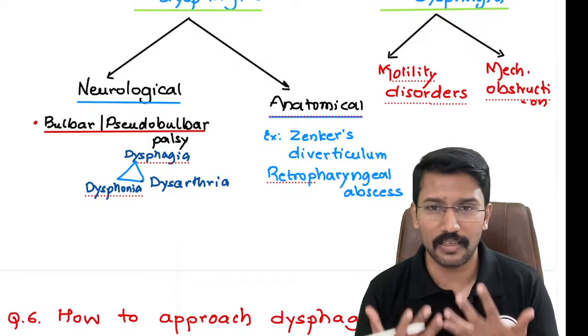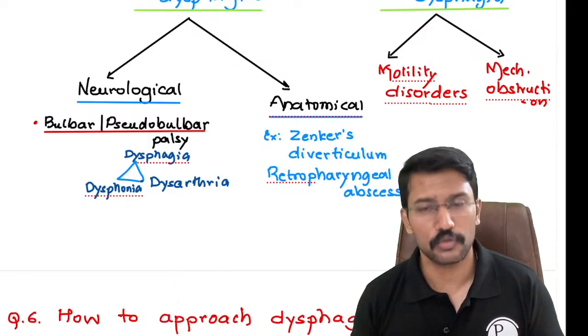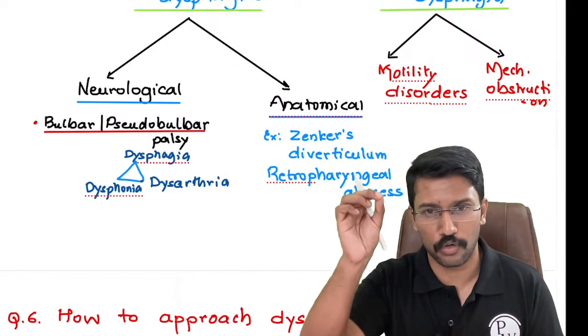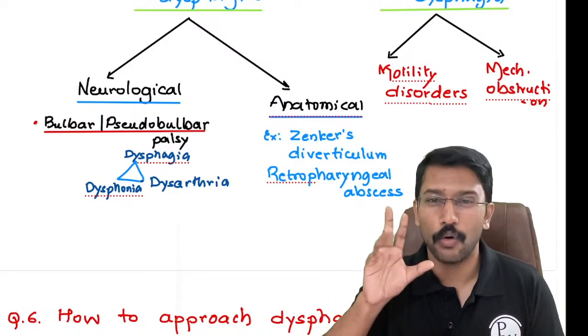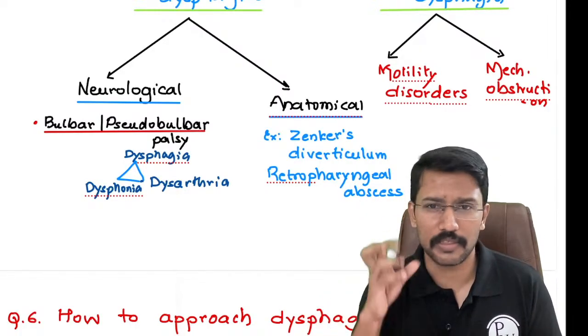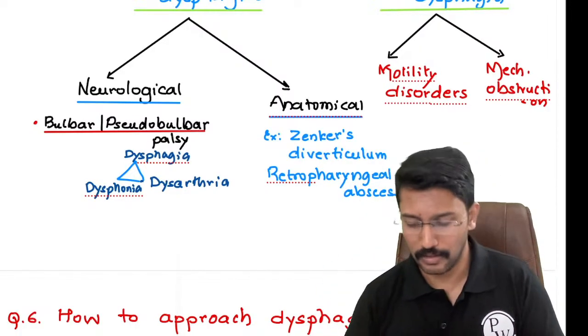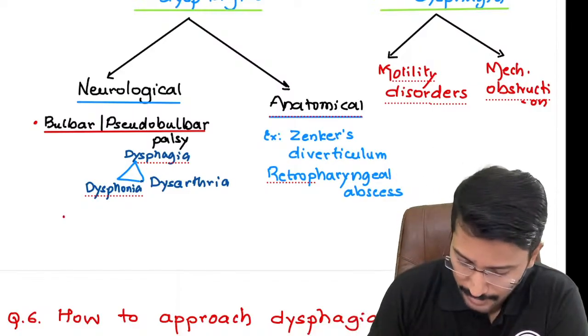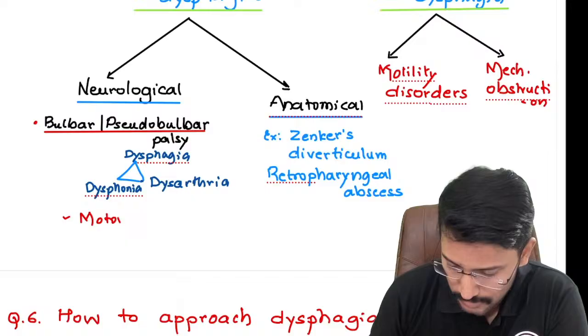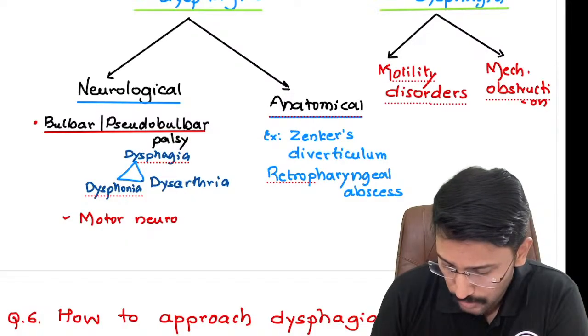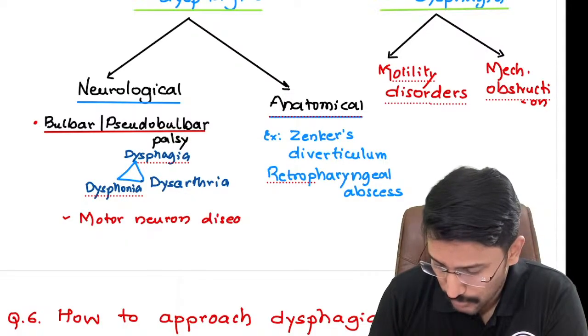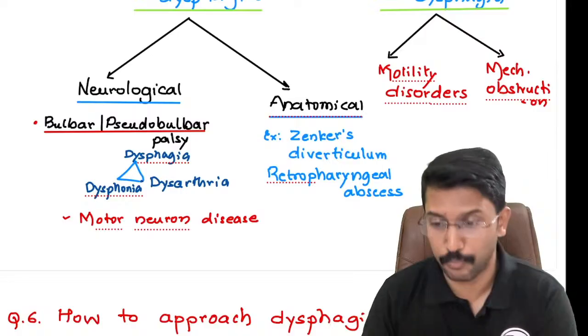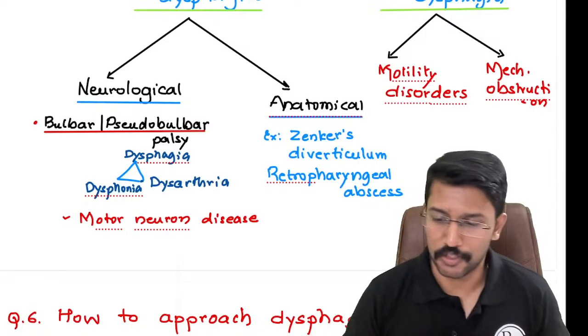Motor neurons are there in the cranial nerves as well as spinal nerves. So if there is damage to these motor neurons, the neurons concerned with movement of muscles, the muscles will not be able to move, right? So that is an example. So we can have bulbar or pseudobulbar palsy in motor neuron diseases. That is one classical example for someone presenting with dysphagia.